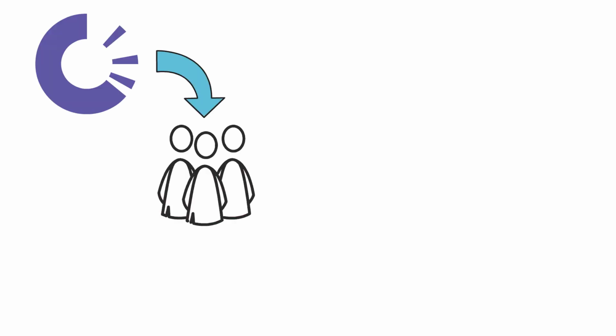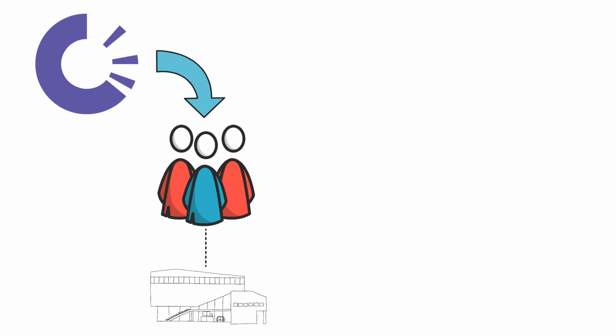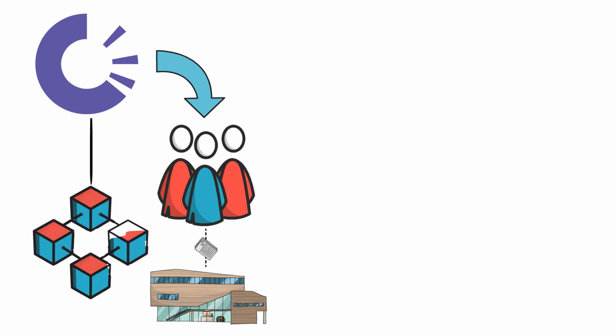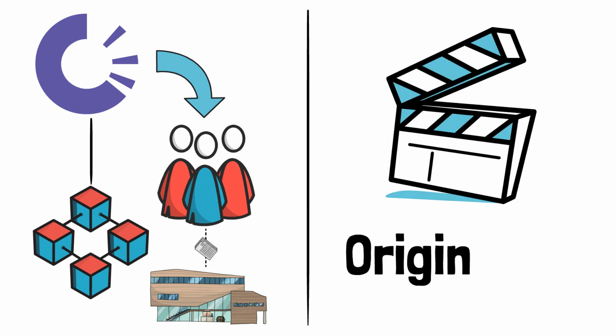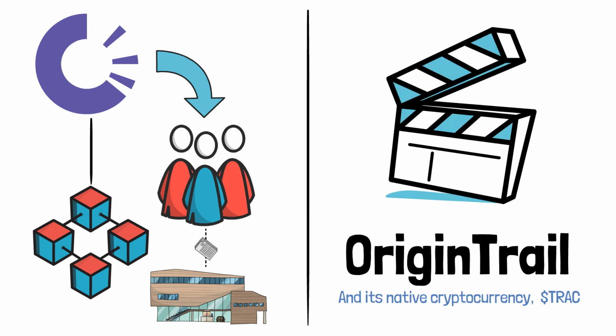OriginTrail is the world's first decentralized knowledge-based platform that acts as an intermediary between companies and organizations as an information distribution channel. It opens up a new mode of applying blockchain technology into the mainstream. In this video, we'll learn more about OriginTrail and its native cryptocurrency, TRAC.